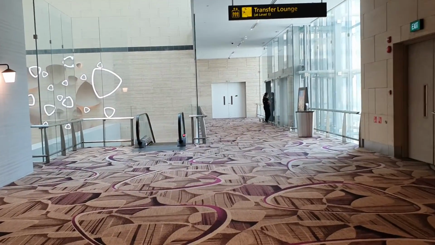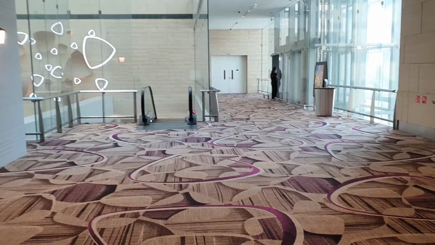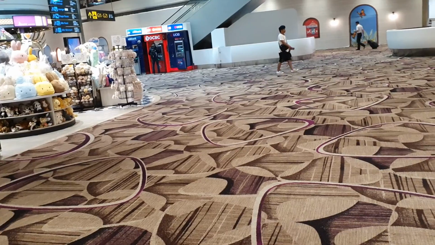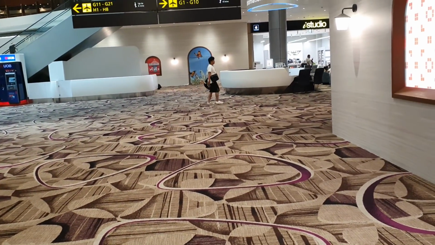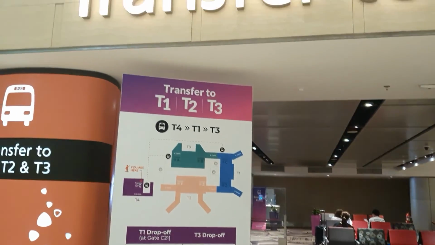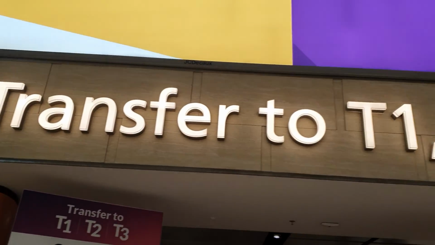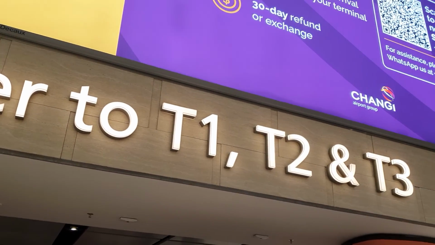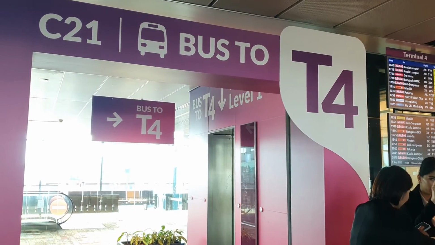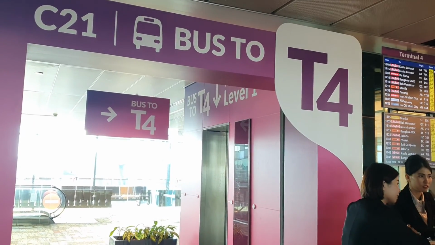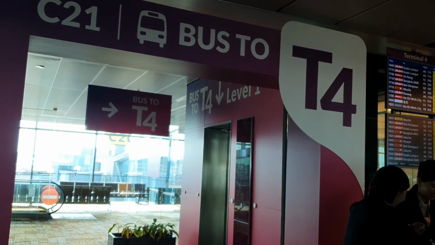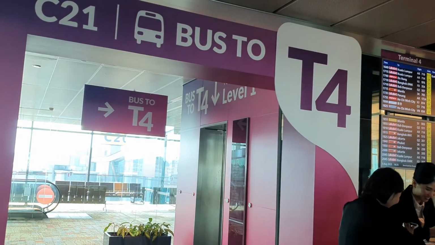Okay, the transfer lounge is in here, down one level, so we have to go down. We take the lift, and your marker is a toy store and the information booth. Transfer to Terminal 1, 2 and 3, so you can go to all of them. The bus leaves from Gate G21 in T4 and drops you at Gate C21 in T1, which is on the T3 side of the terminal. The journey from T1 to T4 uses the same gates, so when you arrive you can head straight to your boarding gate.